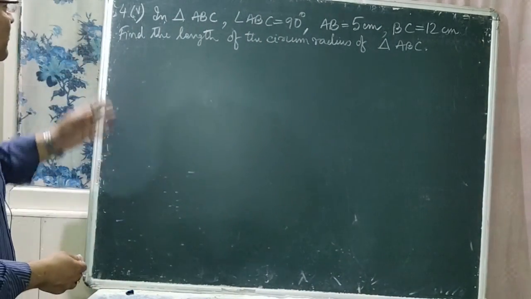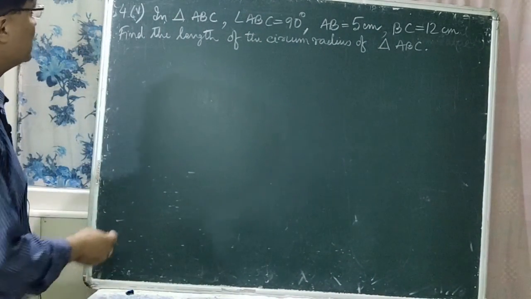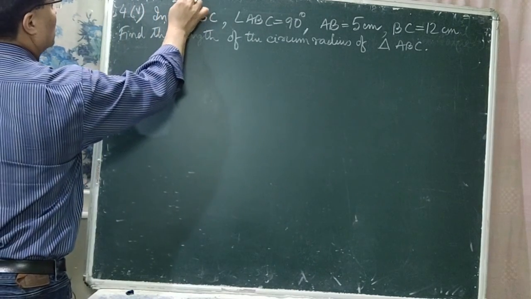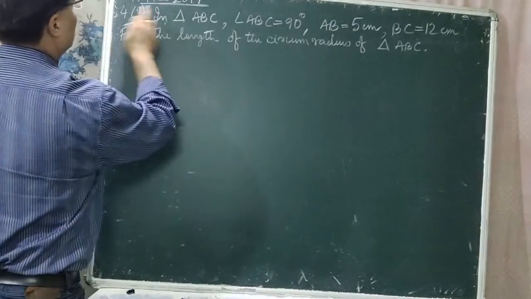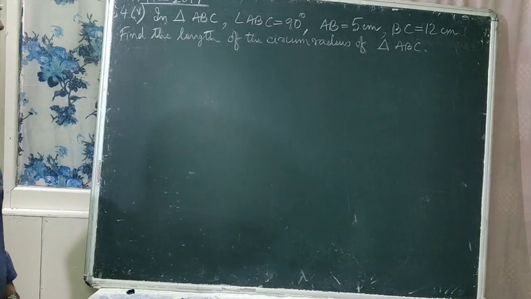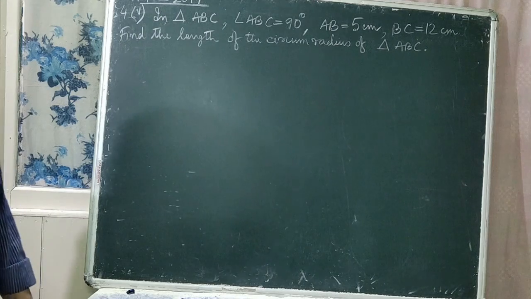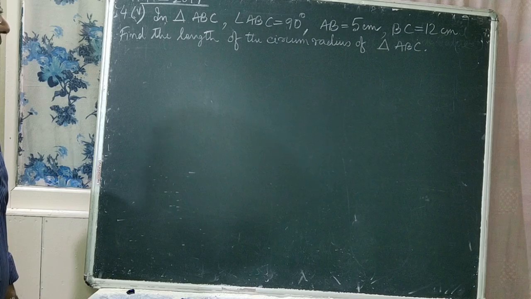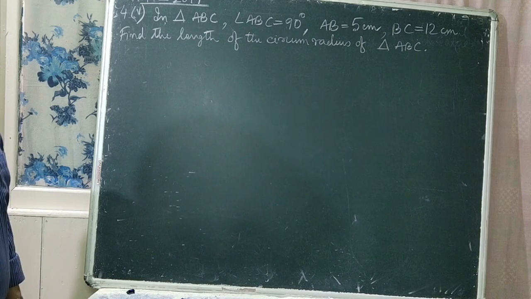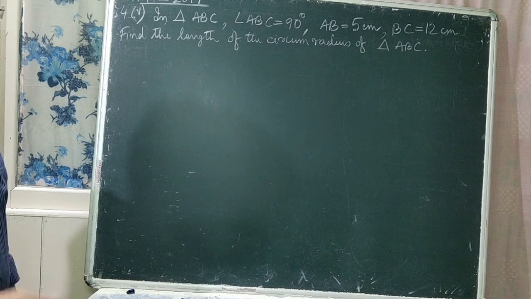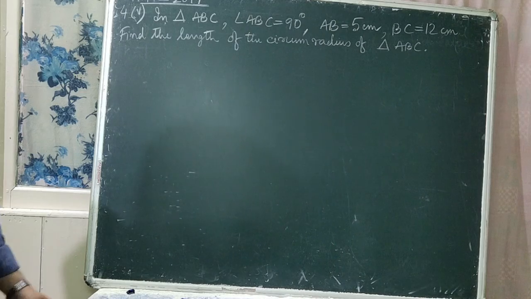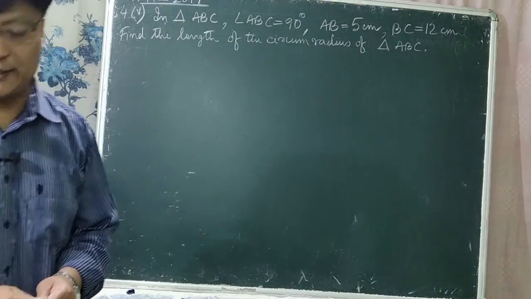So now this is from the same Madhyamik Pariksha 2017, right? This is question number 5 of question number 4. Now the question is, in triangle ABC, angle ABC is equal to 90 degree. One of the angles of triangle ABC is 90 degree. AB is equal to 5 centimeter and BC is equal to 12 centimeter. So you have to find out the length of the circumradius of the triangle ABC.